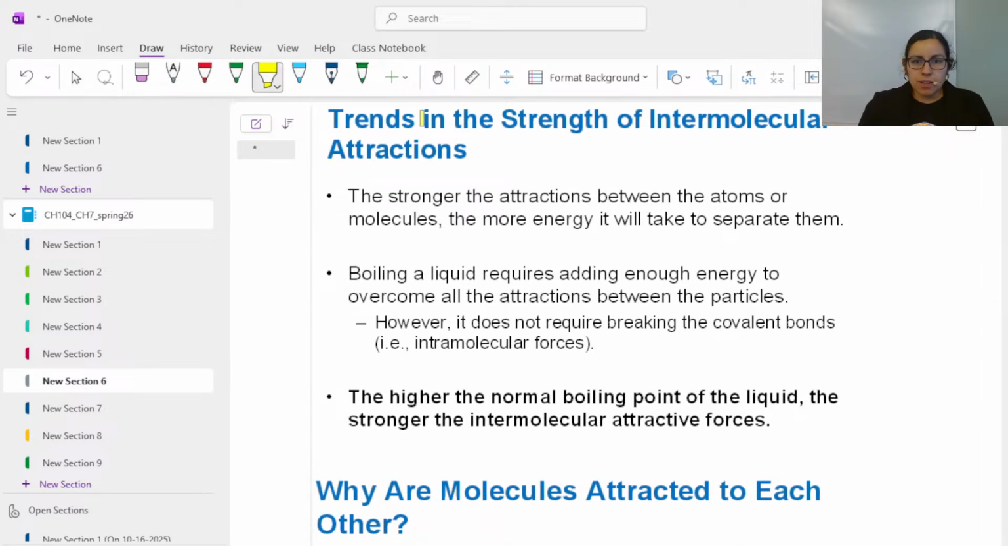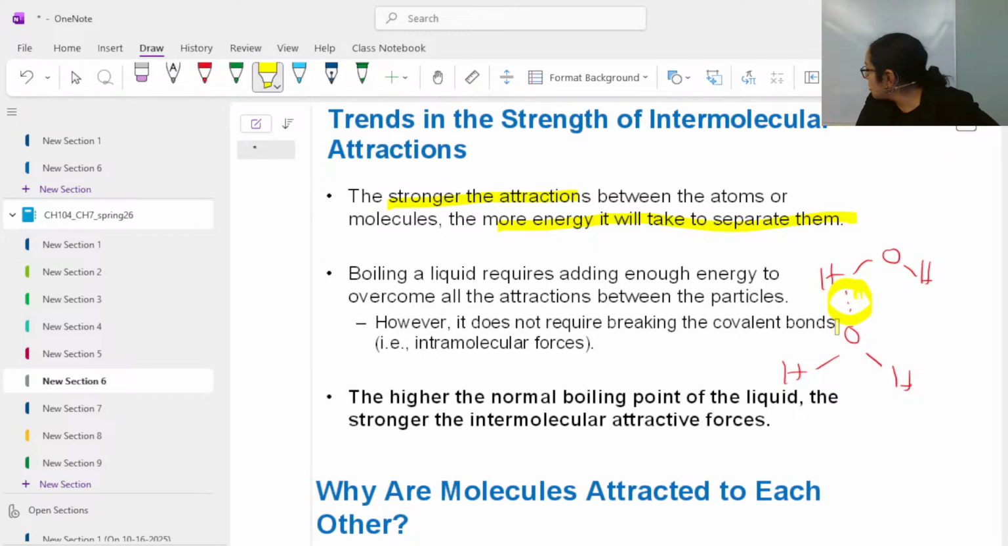And again, we'll look at our trends in intermolecular forces. The stronger the attractions, the more energy it will take to separate them, again leading to a higher melting point and boiling point. Boiling a liquid requires adding enough energy to overcome our attractions. This is important, so that's why I keep harping on this: we're not breaking any bonds. When we're boiling water, we're not breaking these bonds. We're just disrupting our intermolecular forces here. Later we'll define it as a hydrogen bond, but this is our intermolecular force.